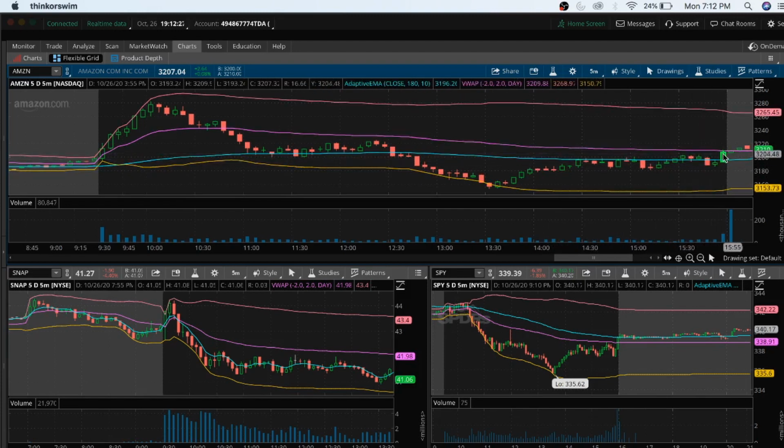Now SPY started to get some traction right around here in the last 5 minutes of the day. It was really interesting to watch, in my opinion. Everything just shot up really quickly, so we'll see what this does going into after hours.